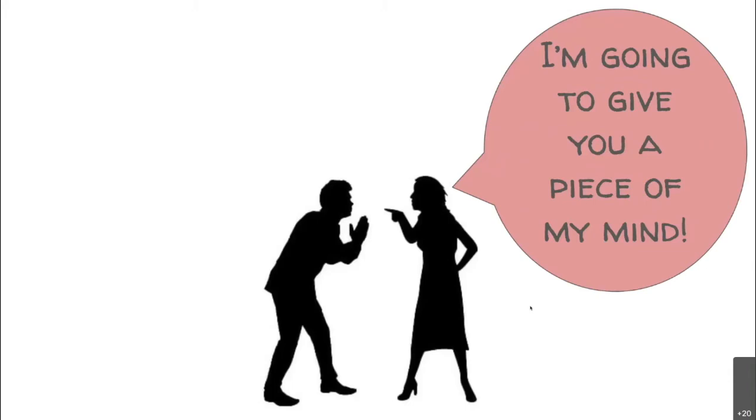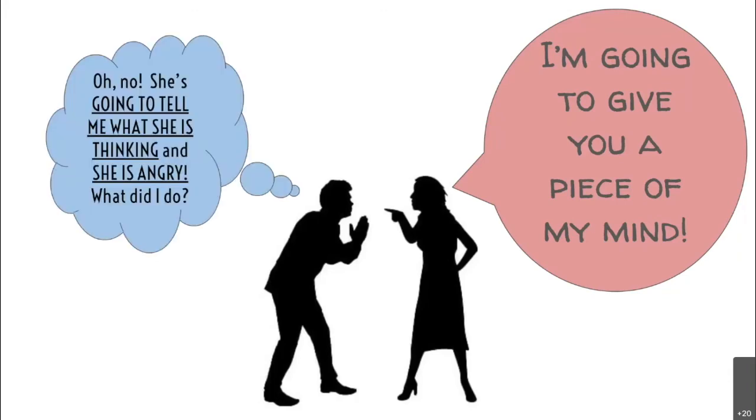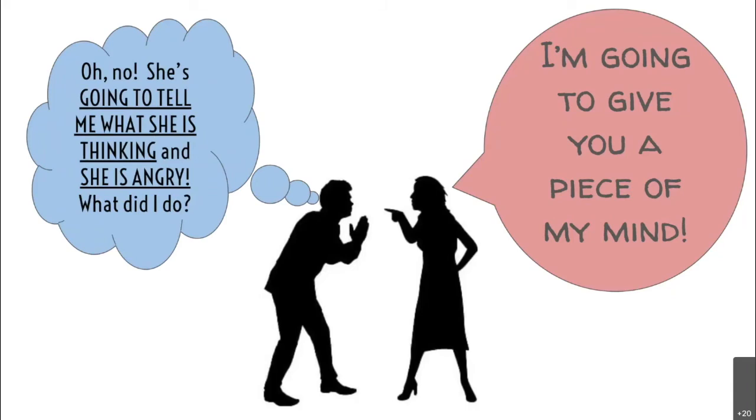But for example, look at what the woman is saying in this situation. I'm going to give you a piece of my mind. Now, what is she doing? She's talking to him, right? And what's the man doing? Not to leave. Begging. Please, please. Well, okay. Now, ladies, of course, I know everyone's nice here. I know that. But this is what it means. Oh, no. She's going to tell me what she is thinking. And she's angry. What did I do?